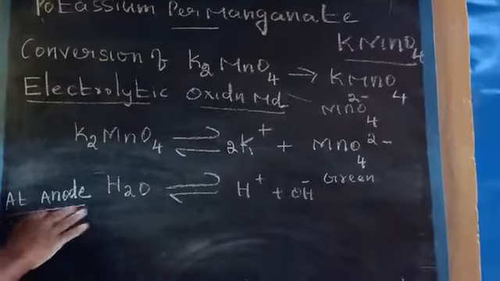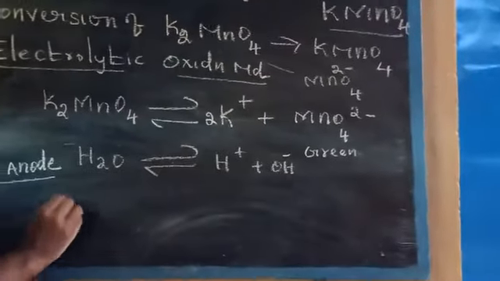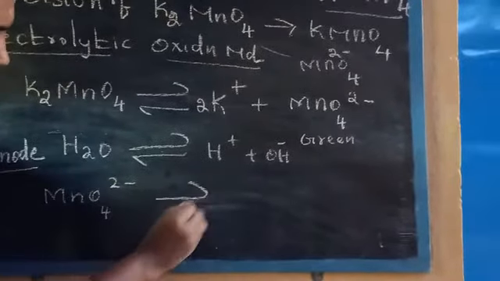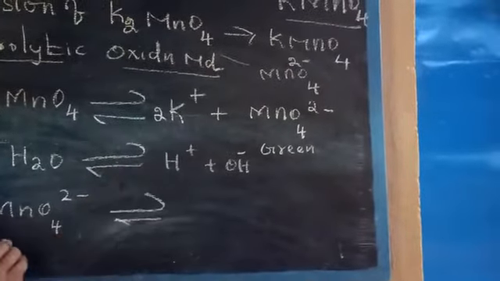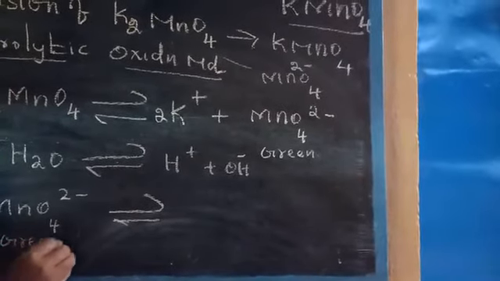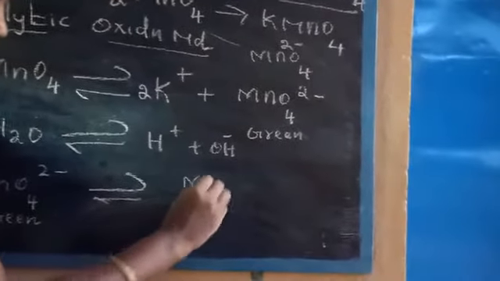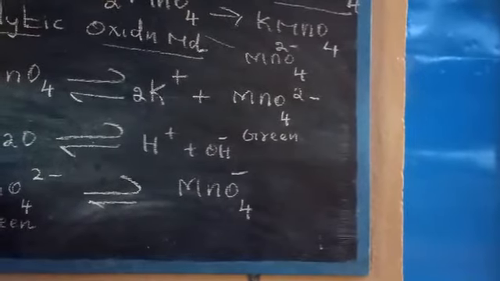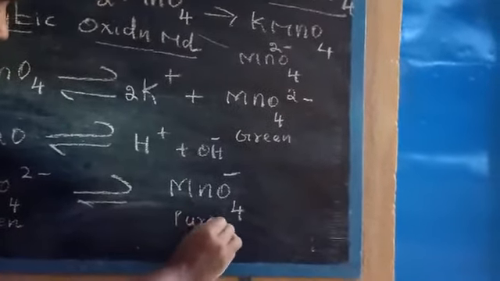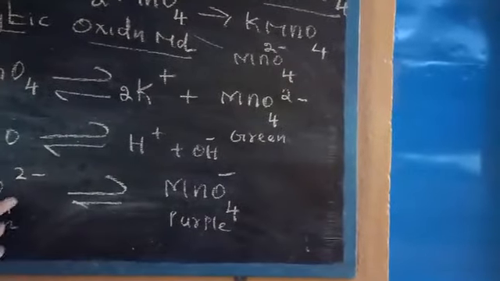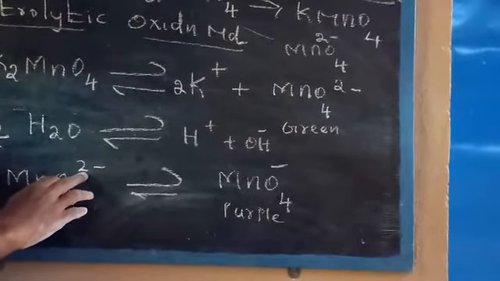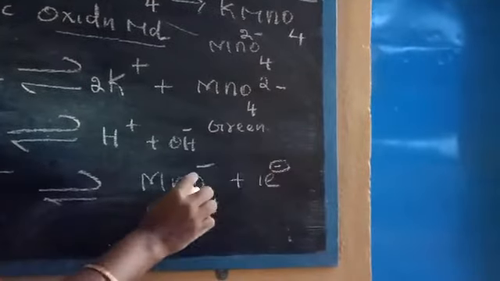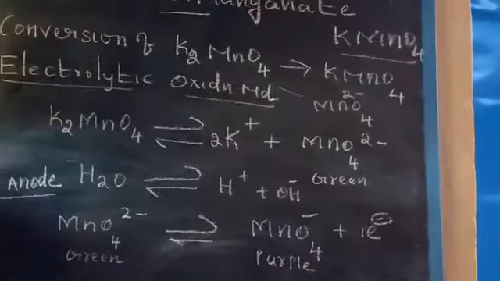Now here at the anode, this MnO4 2-, what about the color? It is green. It is converted into MnO4-, which is purple in color, so mention the color also. Now the elements are balanced, but the charges are not balanced. Here 2-, here only 1-, so add 1 electron.